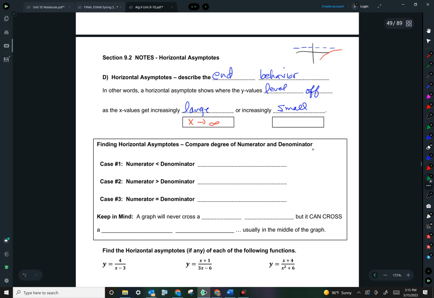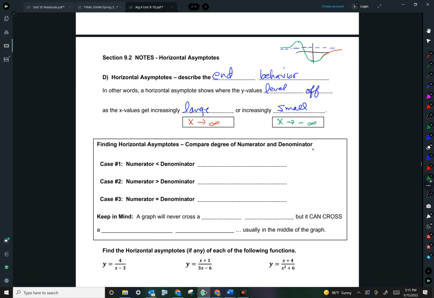Or the other side of the graph, who knows what happens in the middle, and it doesn't really matter. Maybe it even crosses, I don't know. But then it's going to level off at that same place where we had that horizontal asymptote. Over on the left side, that would be where the x values get increasingly small. So the x's are going towards negative infinity. That's what a horizontal asymptote does. It shows you where the graph levels off either on the far right or on the far left.